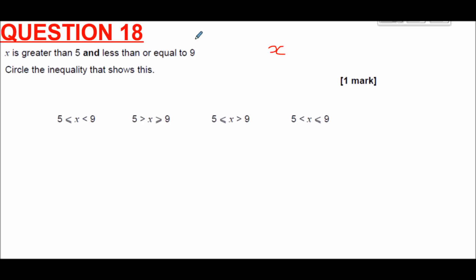So x is greater than 5. So it means that if there were a hungry crocodile, would the crocodile choose to eat the 5? Or would the crocodile choose to eat the x? The crocodile's open mouth will always face the bigger thing. And so the open mouth of the inequality sign will face the x, because we're told in the question that x is greater than 5. So greater than means the crocodile would rather eat the x, because x is bigger than 5. It's a bigger meal. And we all know crocodiles are very, very greedy.